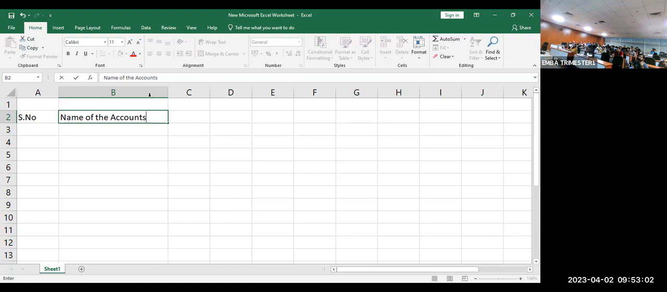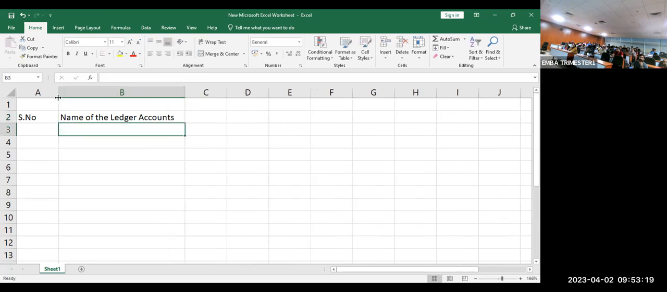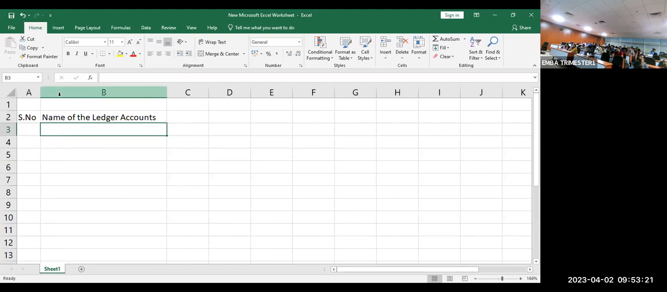So name of the accounts: how many ledger accounts you prepared, or you can write name of the ledger accounts. Accounts means simply ledger accounts only. Suppose in your book there are 20 ledger accounts. So you write serial numbers 1 to 20, and all the 20 account names you have to write here.